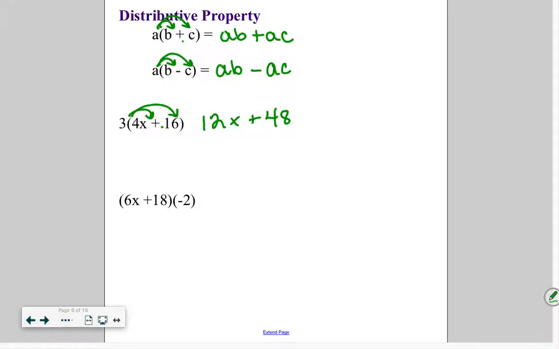Okay, so you still do it in the same manner. What is a negative 2 times 6x? Negative 12x. And what is a negative 2 times a positive 18? Negative 36. Now, notice inside parentheses, everything was positive, but we distributed a negative, so it turned everything to the opposite sign. Everything became negative when we distributed that negative number.